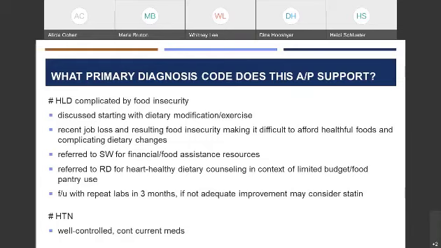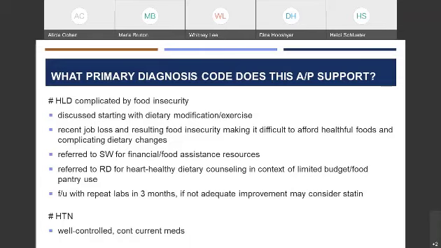So Maria, how, if at all, would this change things for a coder, and what primary diagnosis code would this assessment and plan support? Well, it is stating that the food insecurity is what's complicating the patient's hyperlipidemia and everything. So based on that, the coder would put the food insecurity as the primary reason, and that it would be coded as the primary.